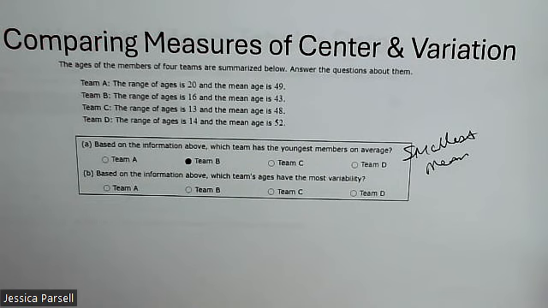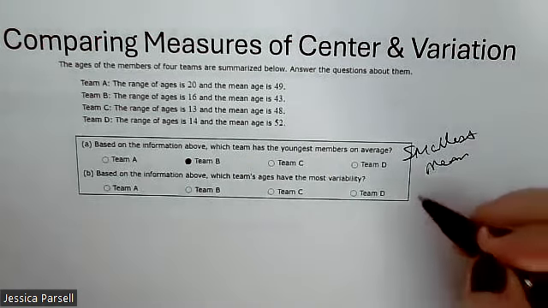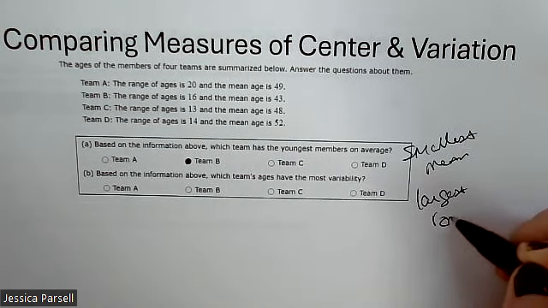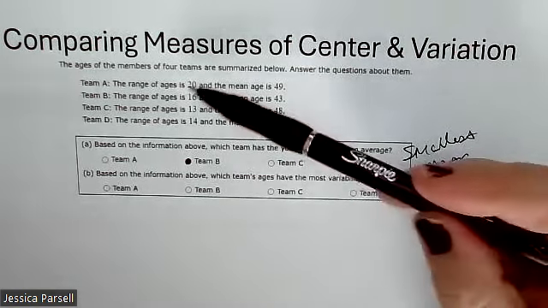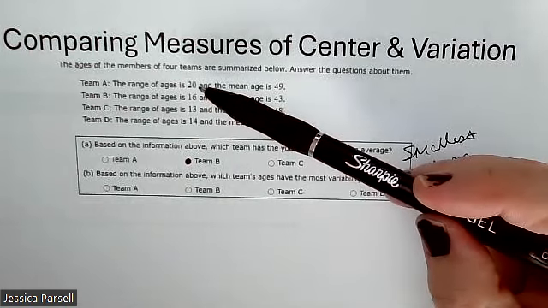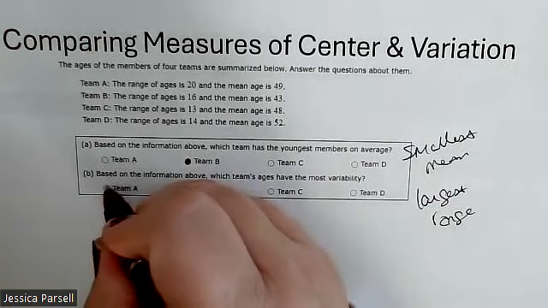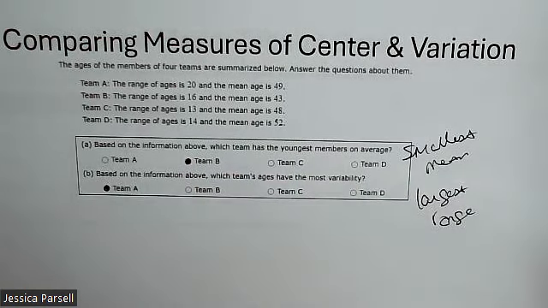All right, now based on the information above, which team's age has the most variability? So I want you to pause the video if you haven't already and give an answer to this. So if you're back, the largest range is what you're looking for. And we got 20, 16, 13, and 14. So team A is the winner chicken dinner. That has the most variability, okay? Has the largest spread of numbers in it because 20 is the biggest number.